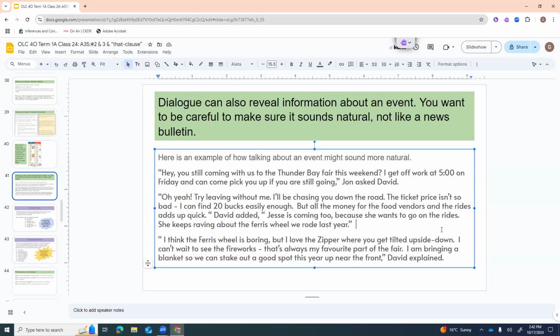So here I know there's a fair. I know it's going to be happening on the weekend. It's 20 bucks to get in. There's food vendors. There's different rides like a Ferris wheel, like a zipper. Later on, there's going to be fireworks. So these guys talked, and hopefully I conveyed a little bit about their personalities, but I also conveyed a little bit about the event. Okay, but I didn't do it by just saying, at this event, there will be food vendors and there will be rides. There will also be a ticket price of $20, right?